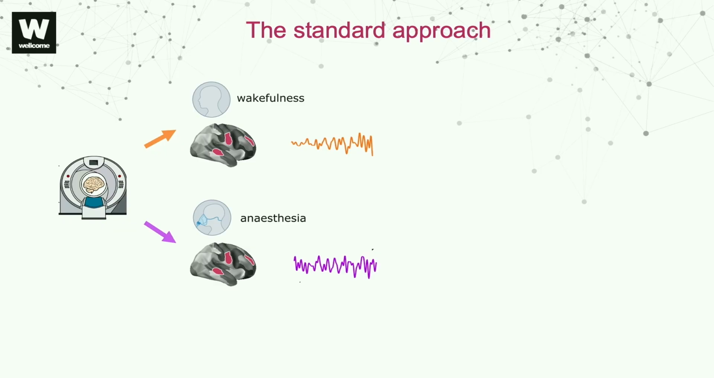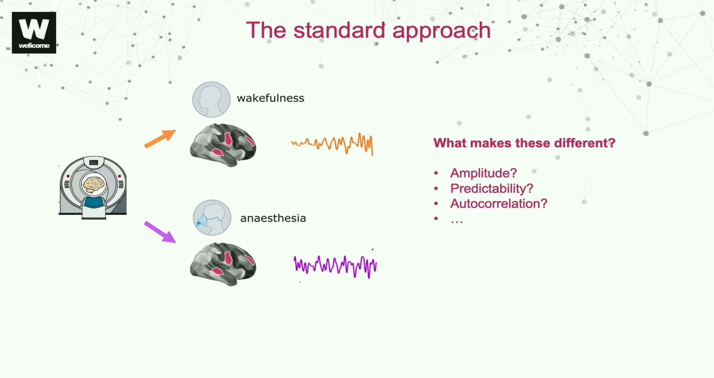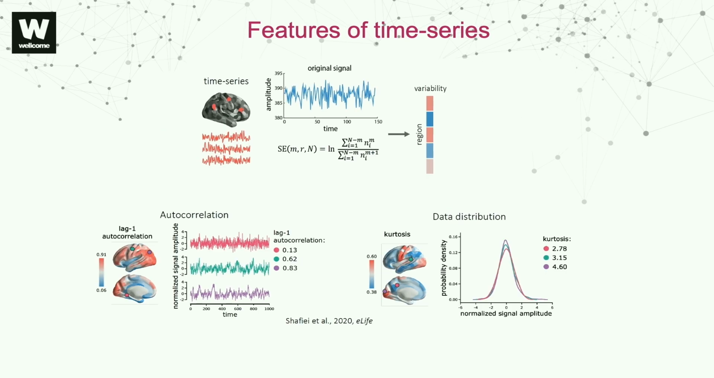Many ways of doing that, but the usual story is missing one key point, that those two time series that we might be observing from the same region are different in all sorts of different ways. Is it about their amplitude that we should care about? Should we instead care about their autocorrelation? There's a lot of different features of time series that we can handpick, whether it's autocorrelation, the distribution of the time series, and so on and so forth.